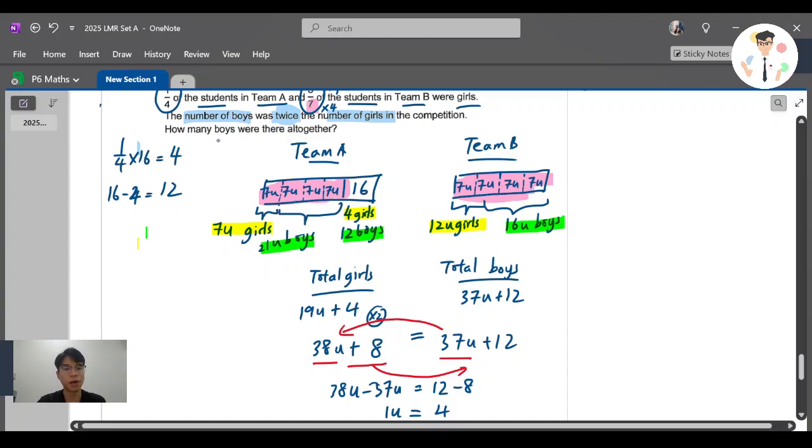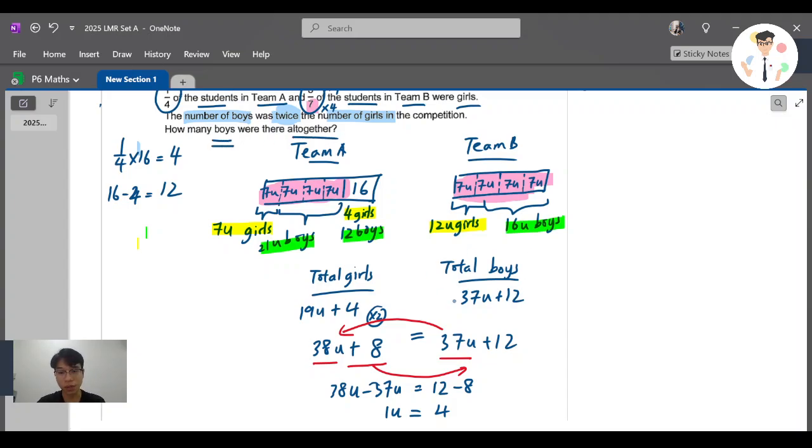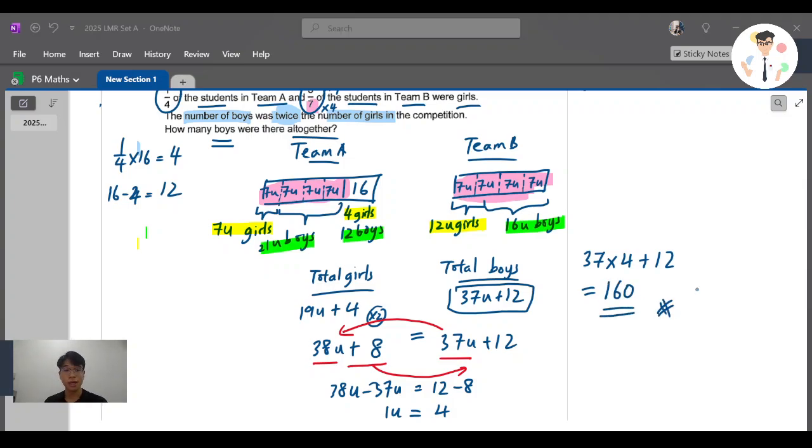Last part. How many boys were there altogether? Boys, again, I know is what? 37 units plus 12. So if 1 unit is 4, 37 times 4 plus 12. And just get your calculator, press it, and you should get 160. That will be your final answer. And you are done for our question here. And yes, we are done for set A also.